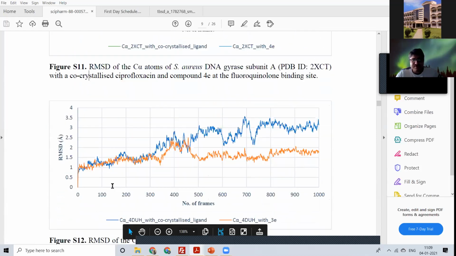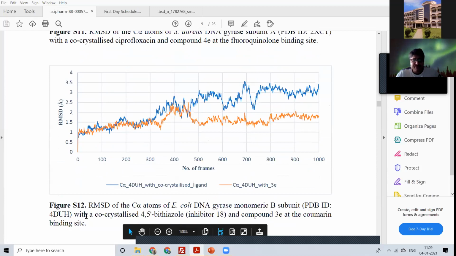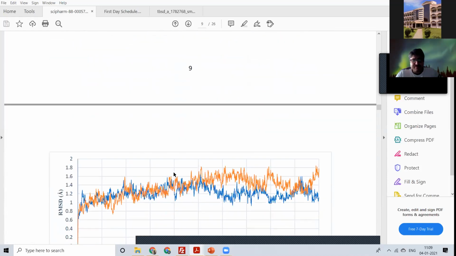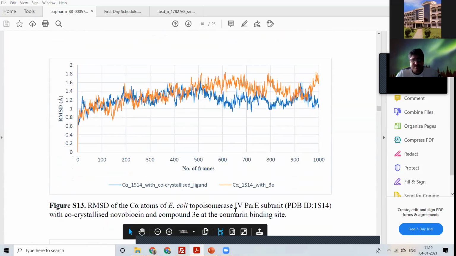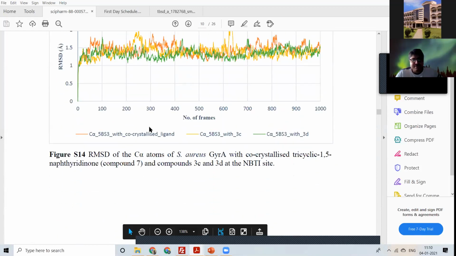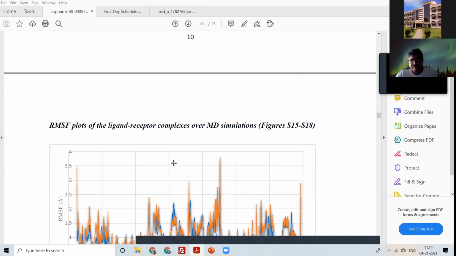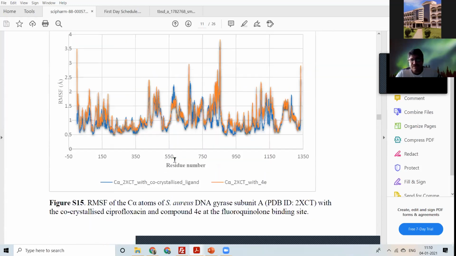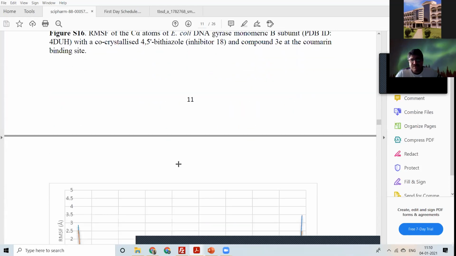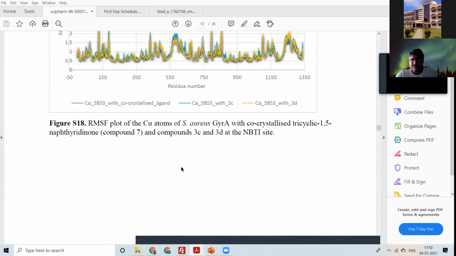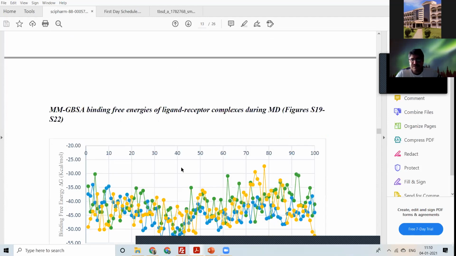Then we did it for another binding site. This was the coumarin binding site, like novobiocin. So we compared the simulation with novobiocin and with our compound, and we did a comparison at the DNA gyrase B subunit also, and then we compared the simulation with the NBTI site. Once we compared, we also calculated the amino acid fluctuation to see whether the ligands are stabilizing the loop regions also.